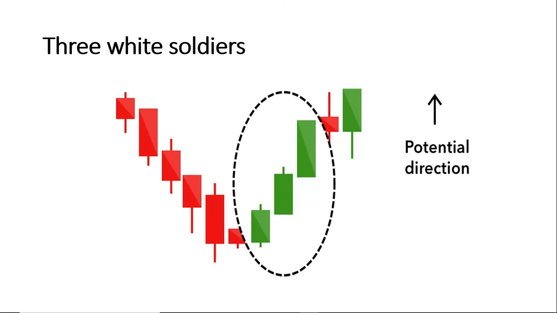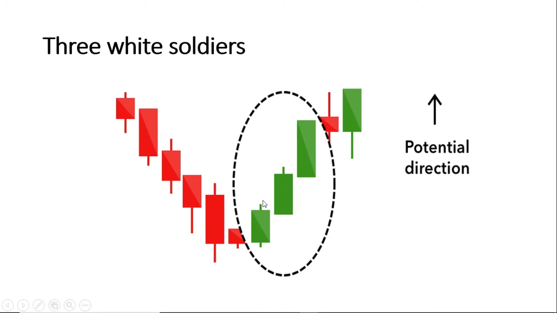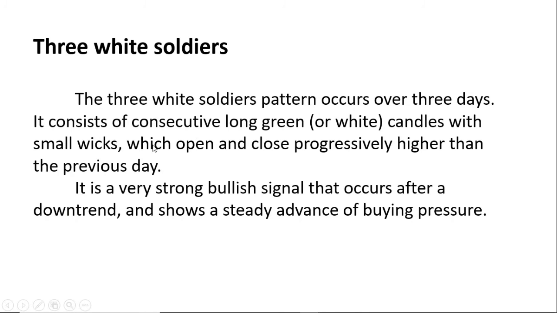Next, let's discuss the 3 white soldiers. You can get an idea just from the name. The 3 white soldiers pattern occurs over 3 days. It consists of consecutive long green or white candles with small wicks. See, here you can identify them. These are the wicks, as I explained in the candles video. They can be small wicks or no wicks, and they open and close progressively higher than the previous day.